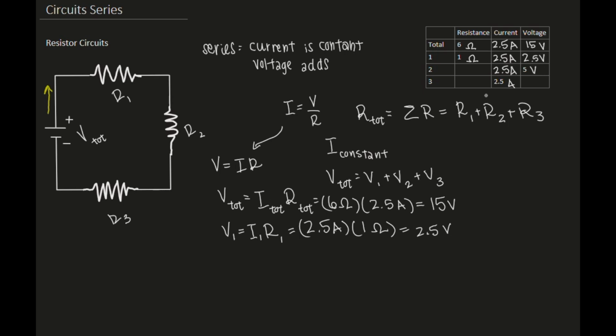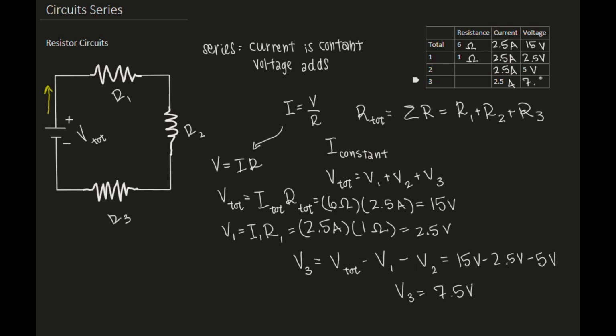I could really go either way with this. I can also use the voltage and resistance to calculate the resistance at resistor 2, but what I'm going to do is use this total voltage to calculate the voltage at resistor 3. So we know that if the voltage adds across, the voltage of 3 is going to be the total voltage subtracted from it the voltage of 1 minus the voltage of 2, which in this case is going to be 15 volts minus 2.5 volts minus 5 volts, and I get that the voltage at 3 is 7.5 volts.